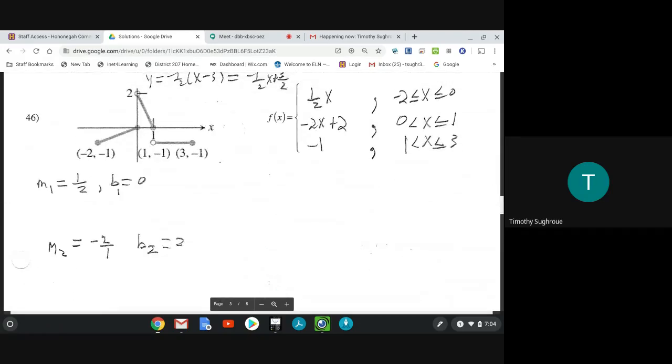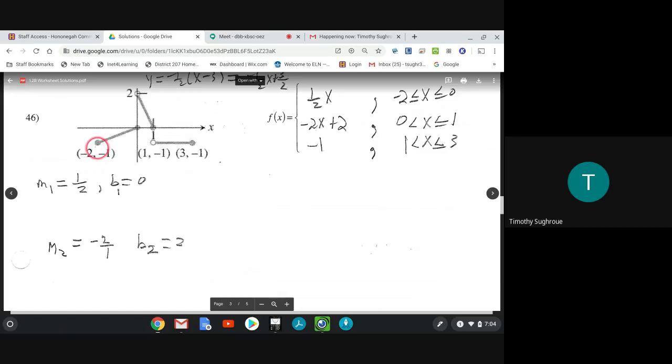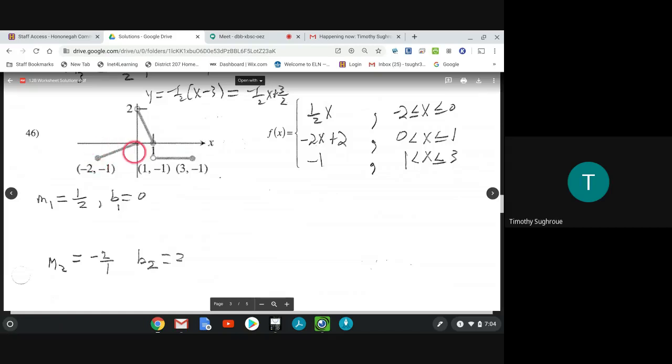46. 3 pieces. Slant line with a positive slope, slant line with a negative slope, and a horizontal line. This slope is up 1 over 2. It has a y-intercept of 0. There's the slope. We don't need to put plus 0 because the y-intercept is 0. It's defined between -2 and 0. Both have solid dots, so we have inclusive on both. This slope is down 2 over 1, so the slope is -2x. The y-intercept is clearly 2.